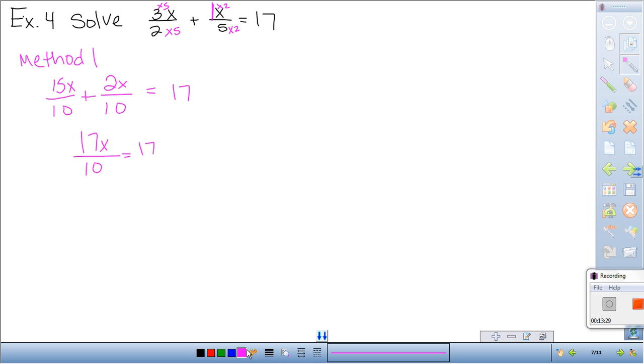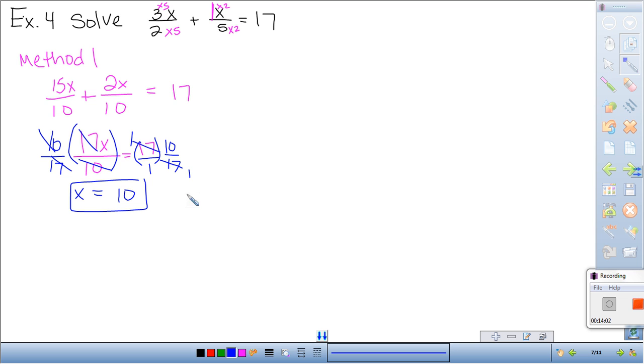Remember that to get rid of a fraction times the variable, we multiply by the reciprocal because we can't divide fractions. We end up multiplying the reciprocal anyway. So notice the 10s cross cancel and the 17s cross cancel, so we're left with x equals. And this is 17 over 1, so again, your 17s cross cancel. 17 divided by 17 is 1. 1 times 10 is just 10. So x is 10. That's one way to solve it.